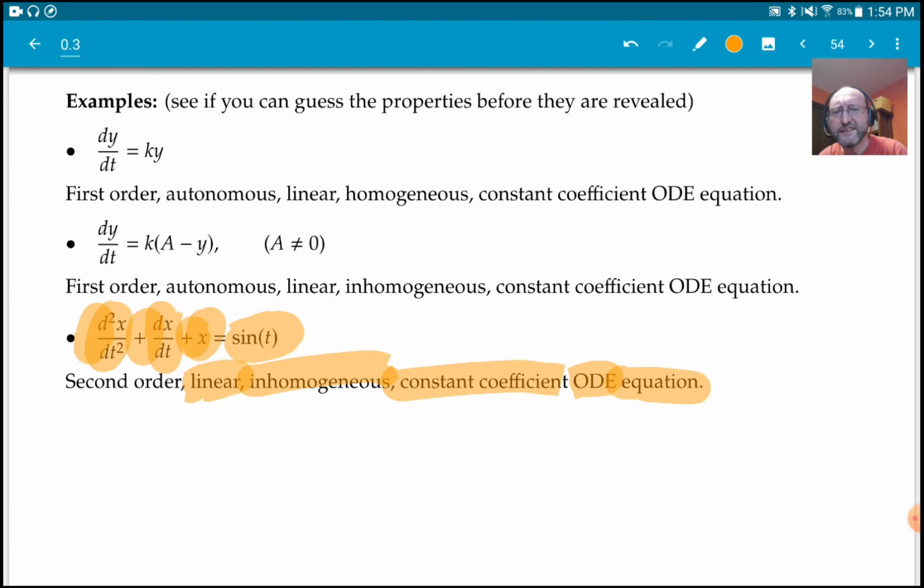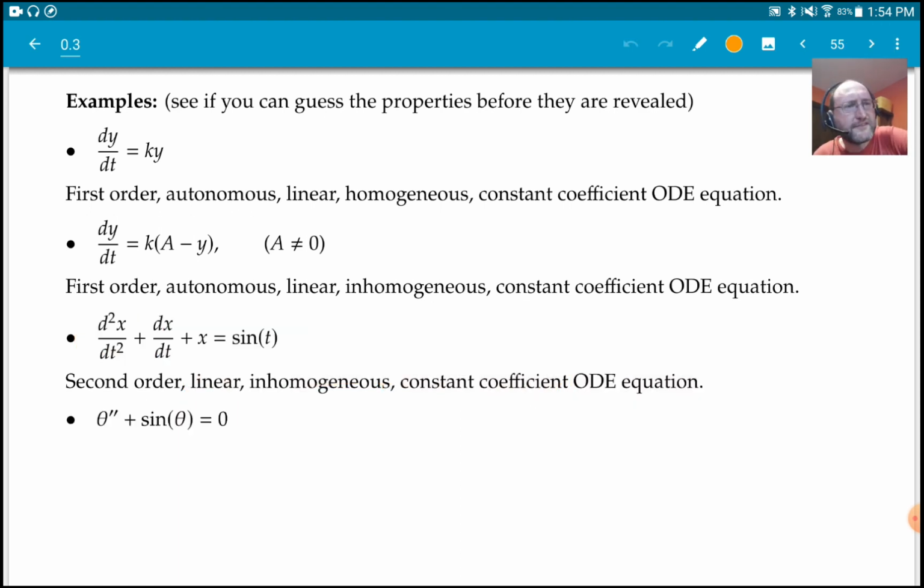And this is mechanical vibration. So we'll see quite a bit of those. It's mass on a spring, right? And it's actually forced. There's a periodic force applied to the mass given by the sine. All right. So something slightly different.